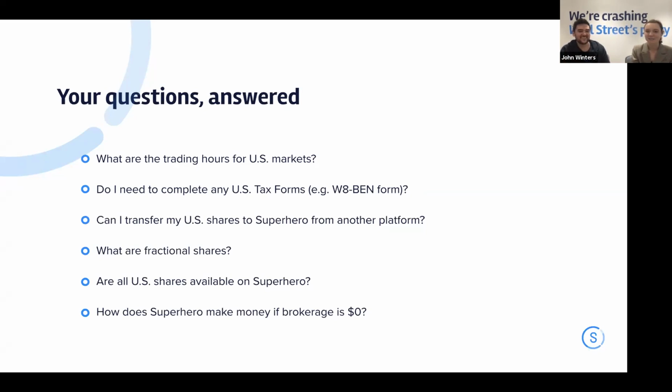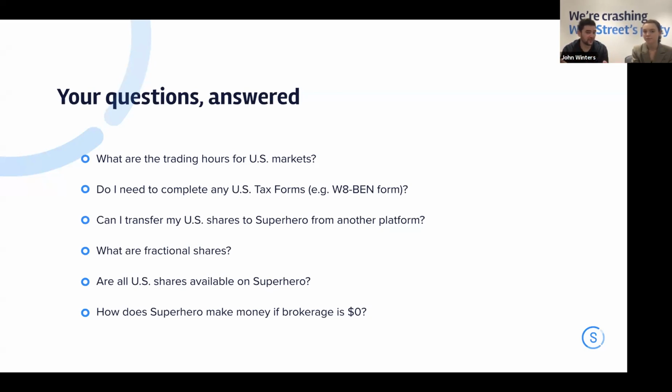John, if people already have a US share portfolio, obviously we've just launched US shares on the platform. If people have their US shares on another platform, how do they transfer those to Superhero? Yeah. So it's a push process rather than a pull. You need to go to your existing broker. You can fill in a transfer form with them. They will then get in touch with us and send that transfer form through to us.